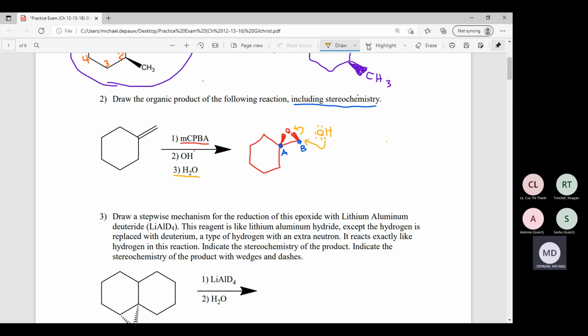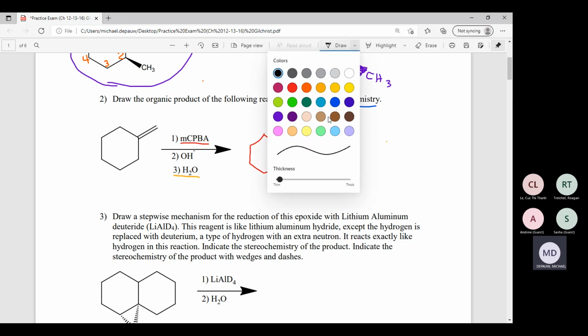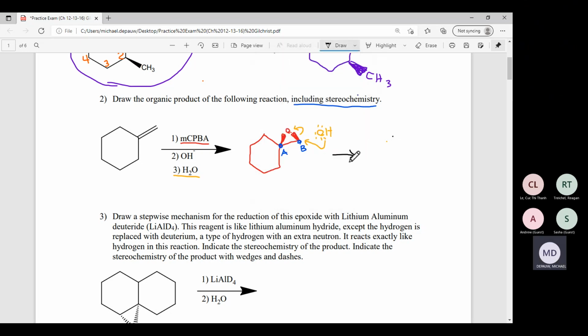The first thing that's going to happen is that you're going to get this O minus. It doesn't have a hydrogen. And then you're also going to get this OH that just attacked.